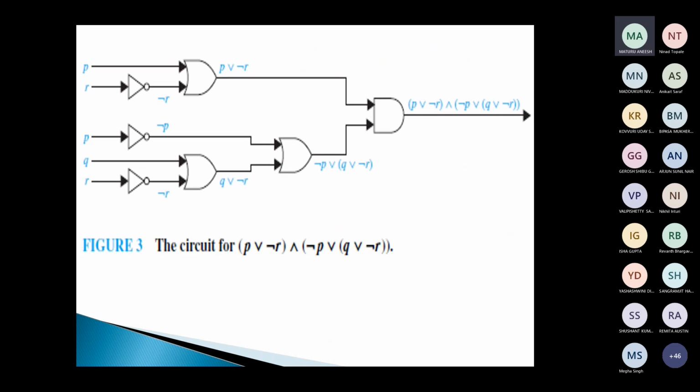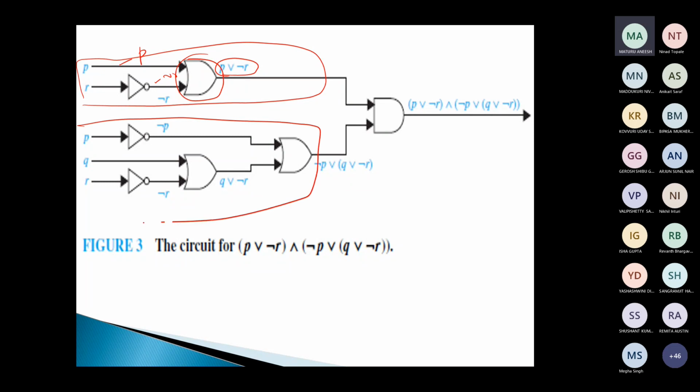Okay, here similarly. This is P and this is not R, and these two are connected using OR. So P or not R is the output from this particular sub-circuit, right? And then one more is there. This part we have to see. How do you check this? P becomes not P. Then Q or not R is joined together using OR. So Q or not R. From here not P, from here Q or not R, both are connected using again OR.